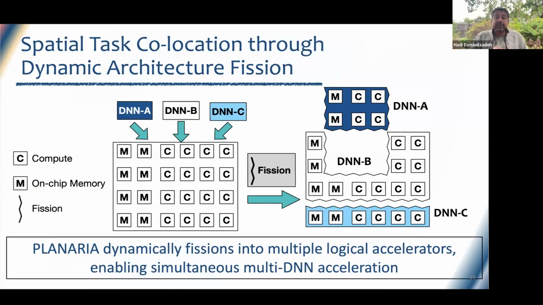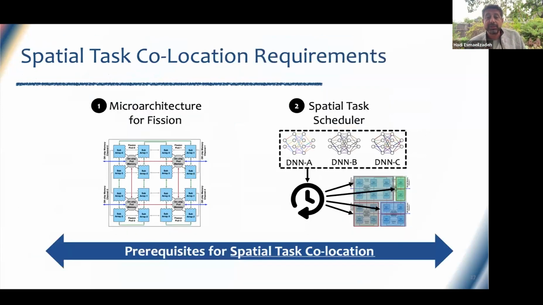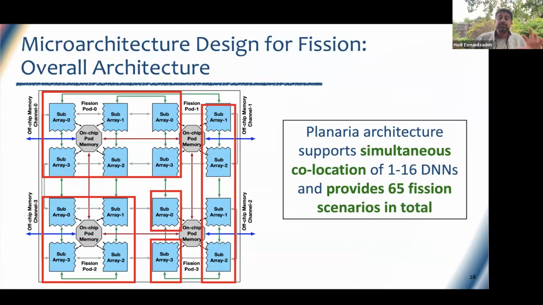simultaneously. And for doing that, we introduced this concept of dynamic architecture fission, which means that if you take a physical accelerator, you should be able to break it down into multiple full-fledged logical accelerators that can serve different workloads. That is the paper we published in MICRO 2020. It requires redesigning the memory organization and the systolic units.